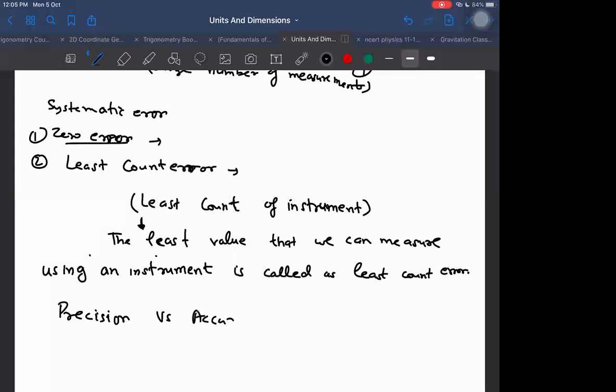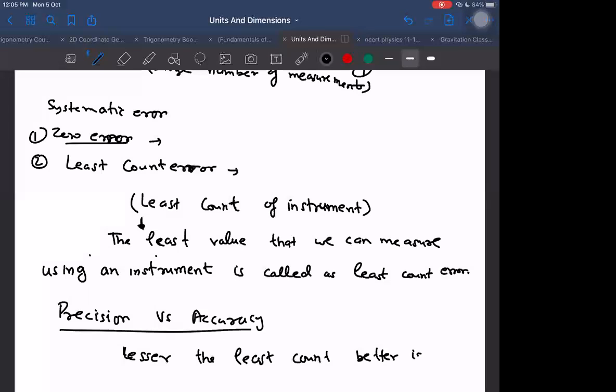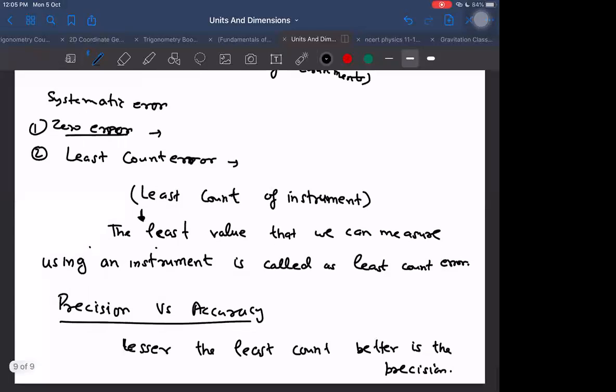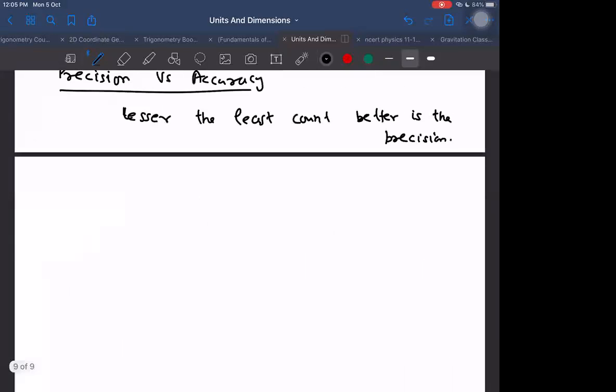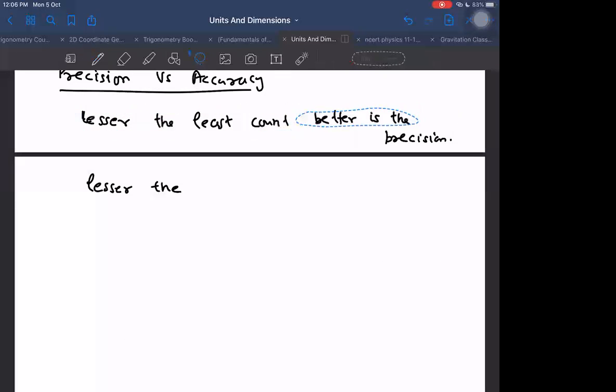versus accuracy. Just write down. Lesser the least count, better is the precision. And next you write, lesser the least count, better is the precision. And second thing you write is lesser the error, better is the accuracy.